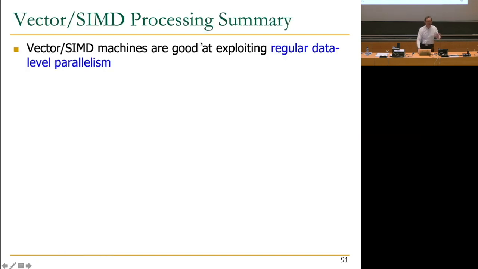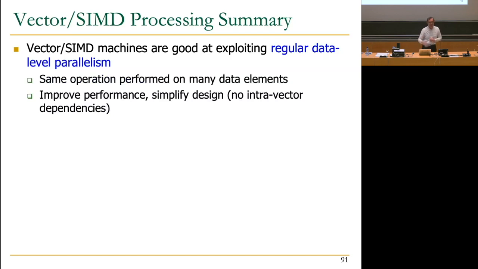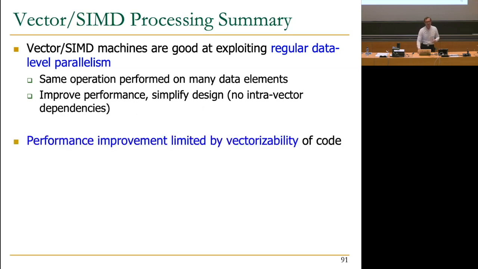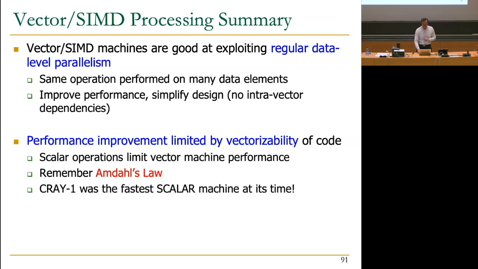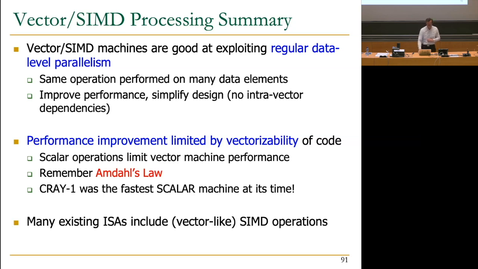So let me summarize. Basically, vector and SIMD machines are really good at exploiting regular data parallelism. You perform the same operation on many data elements. This improves performance, simplifies design, improves energy efficiency, but performance improvement is limited by vectorizability of code, and scalar operations limit vector machine performance. And always remember Amdahl's law, 99.9%. And Cray 1 was the fastest scalar machine of its time. Scalar was written in capitals for a reason.